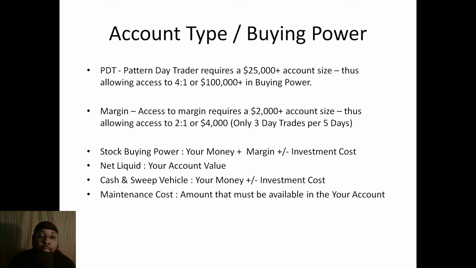We're going to talk about how important buying power is later on in the video, but just keep that in mind. The next topic is a margin account. Access to a margin account normally requires at least a $2,000 account size, and that'll allow you access to at least 2-to-1 on your money. So if you have $2,000 in your account, you have at least $4,000 in buying power, and that goes up from there. So if you have a $3,000 account, you have access to maybe $6,000 in buying power. So that's how margin works.